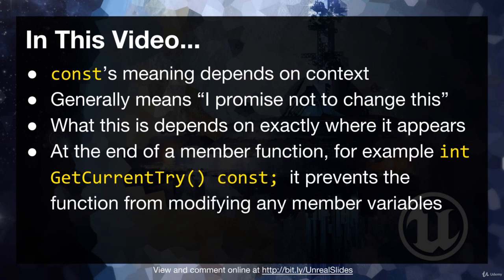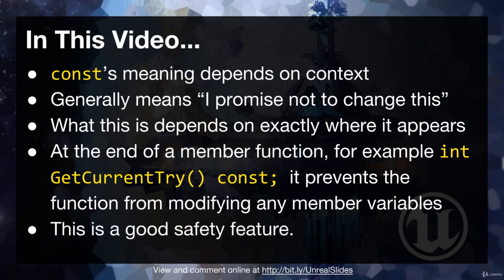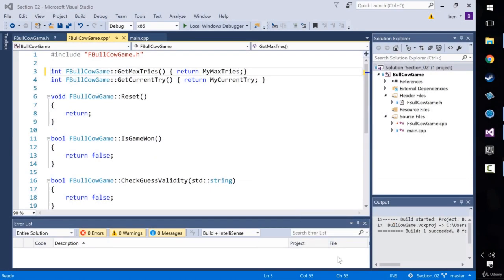At the end of a member function, for example, int getCurrentTry const, it prevents the function from modifying any member variables. And this is a good safety feature. So let's dive in and take a look at it in action. So let's see how this useful protection mechanism actually works.